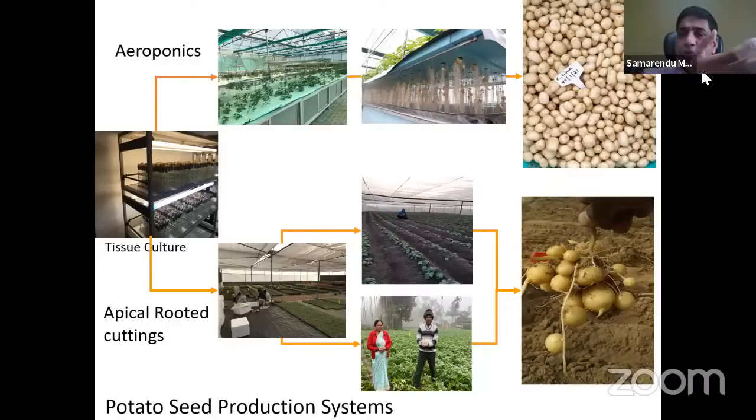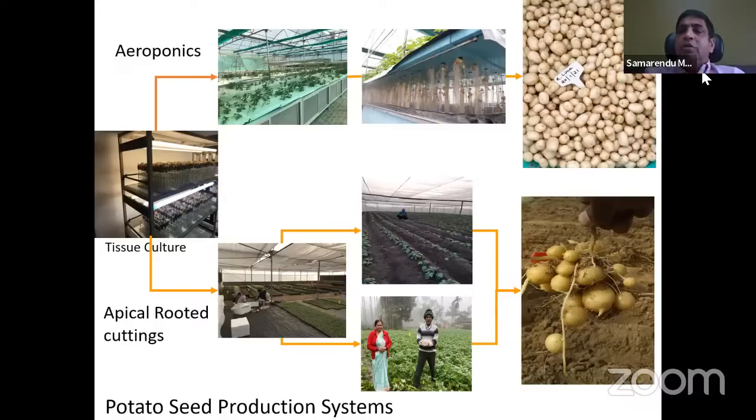It's produced completely virus-free, in a completely clean environment, without any sort of infection. But the cost of production is very high. If this is your starting material and you sell it to farmers for seed multiplication, they have to multiply several rounds to bring the cost down because of the cost of these mini tubers.